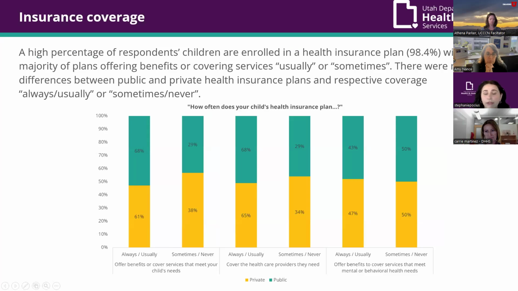We also asked caregivers about their child's insurance coverage. A very high percentage, 98.4% of caregivers indicated their child is currently enrolled in a health insurance plan, and over half of respondents said that their child's health insurance plan always or usually offered necessary benefits and covered healthcare services. This was lower, though, when examining coverage for mental or behavioral health services, which shows, again, a need for more mental health services and coverage. And we also did not see any major differences in those responses between those on public or private health insurance plans.